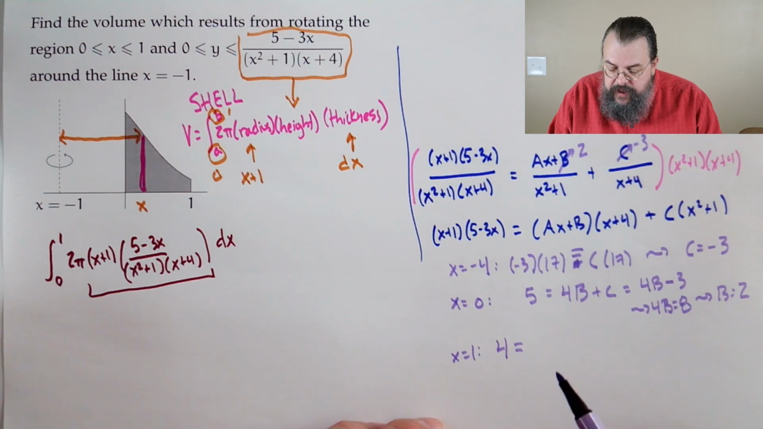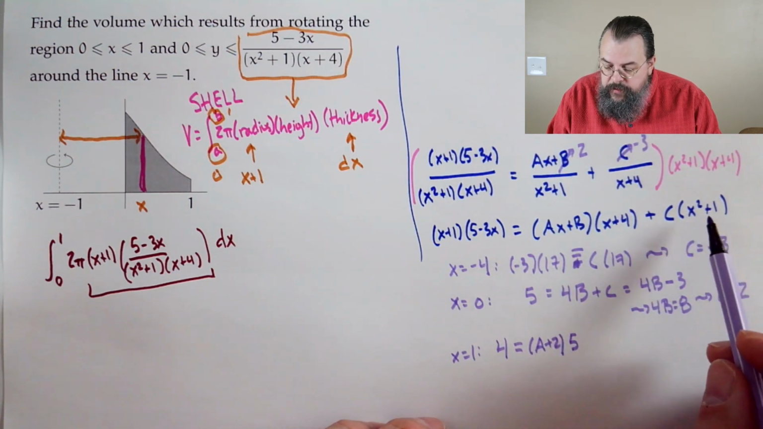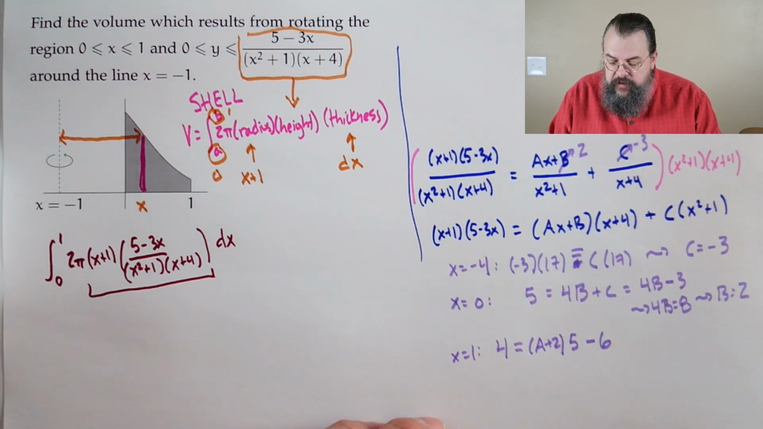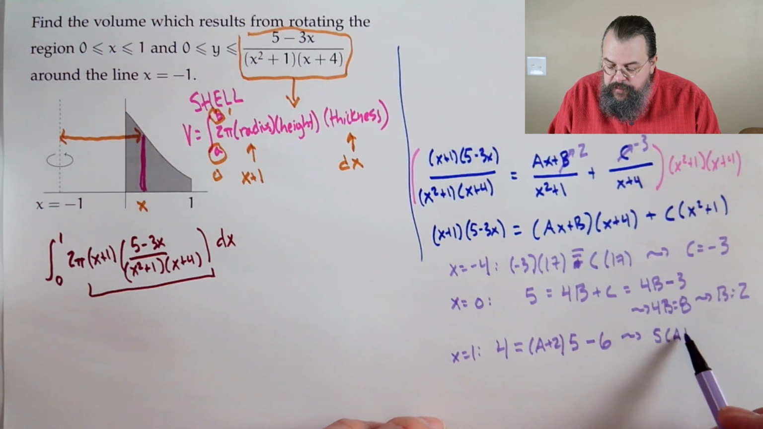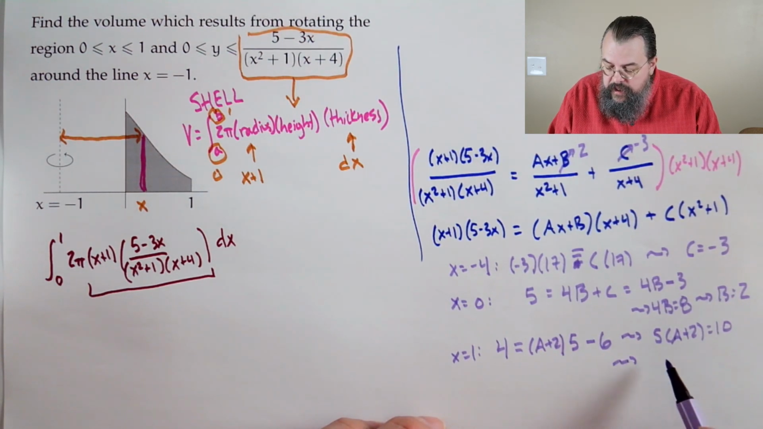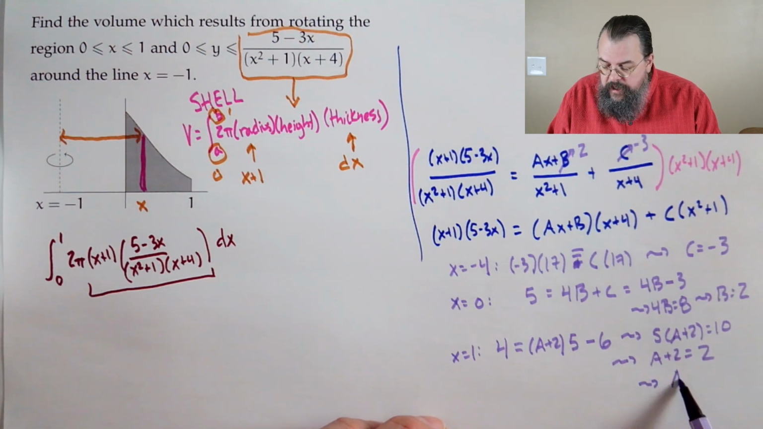Well, wait, we know b is 2, so that's a plus 2 times 1 plus 4, which is 5. And then we're going to get 1 squared plus 1 is 2 times c. So that'll be really minus 6, because 2c is minus 6. Or, if you like, I can say 5 times a plus 2 equals 10, because I can add 6. Okay, so then I can say, all right, a plus 2 has to equal 2, right, because I can divide by 5. Okay, so that tells us, hey, a is 0.